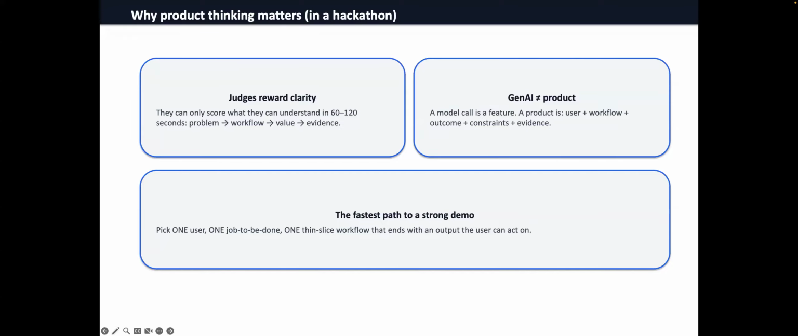Okay, so these are everything that we need as a final presentation, not only the prototype, the app, the website, or the platform you designed, but also the entire thinking process of why this matters. So the fastest path to a strong demo is, for example, you can pick one type of user, one specific job to be done, and one thin slice of workflow that ends with an output that the user can act on, right?